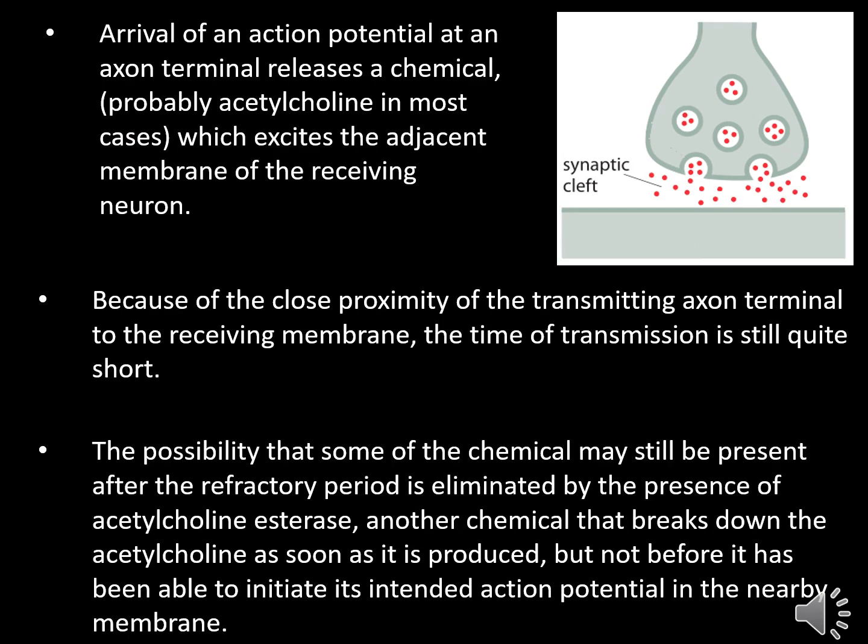Arrival of an action potential at an axon terminal releases a chemical, acetylcholine, which excites the adjacent membrane of the receiving neuron. Because of the close proximity of the transmitting axon terminal to the receiving membrane, the time of transmission is still quite short. The possibility that some of the chemical may still be present after the refractory period is eliminated by the presence of acetylcholine esterase, another chemical that breaks down acetylcholine as soon as it is produced, but not before it has been able to initiate its intended action potential in the nearby membrane.